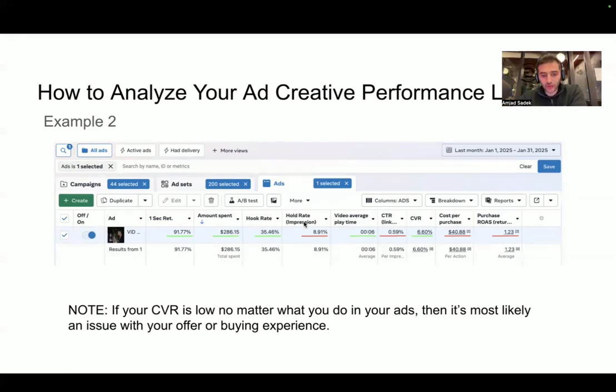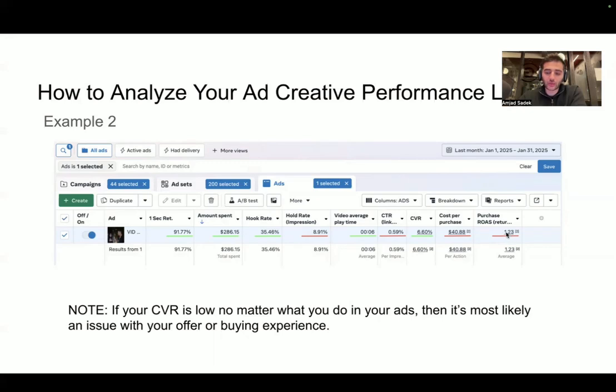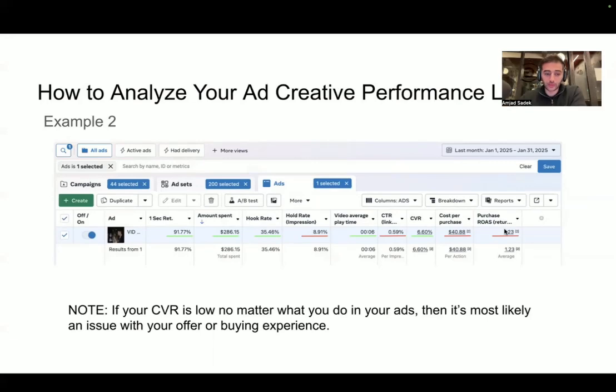Usually, if you have a bad hold rate, so how many people are watching at least 15 seconds of your ad, then you will also have a low CTR, and then the entire thing will be bad. You can see conversion rate is fine, but the cost per purchase is $40, while here it's 27. And here we have a 1.23 ROAS, while here we have a 2 ROAS. So that's a big difference.